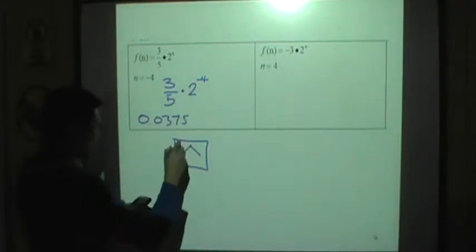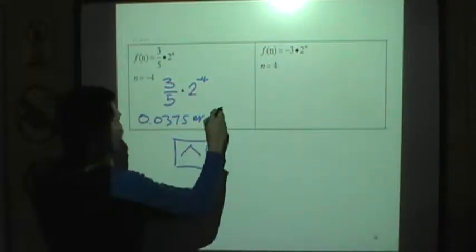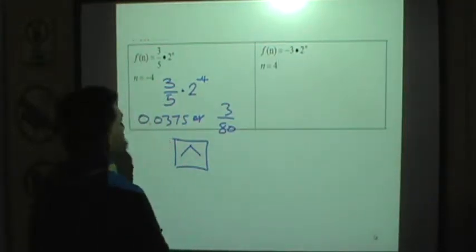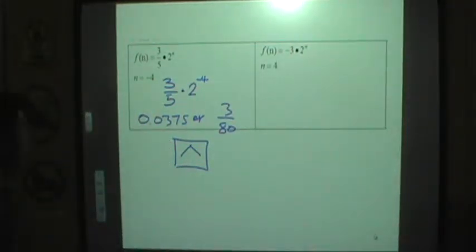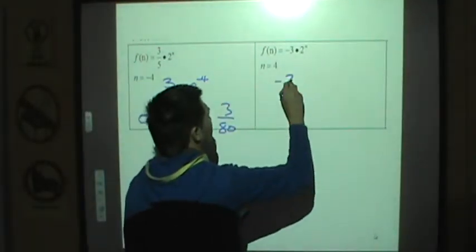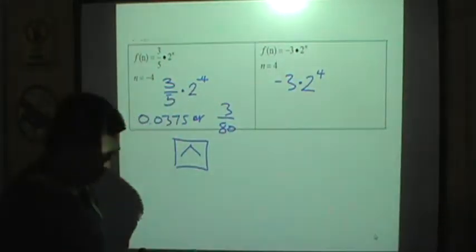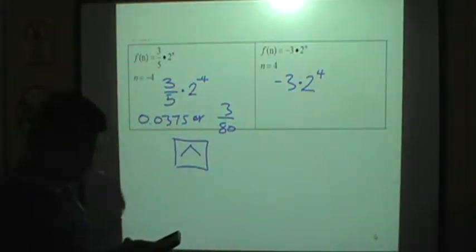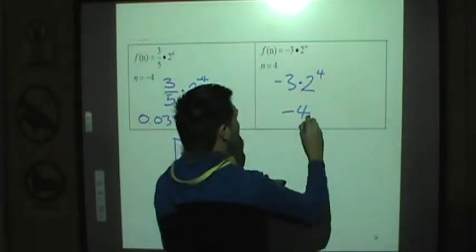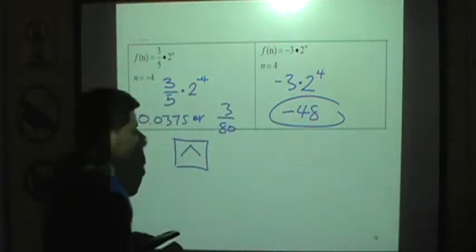In decimal the answer is 0.0375. In fraction, press math, and then enter. It is 3 over. There you go. Now you apply the same thing here, having -3 times 2 to the 4th power. Pressing -3 times 2 up 4 gives us -48. There you go. So these are the answers.